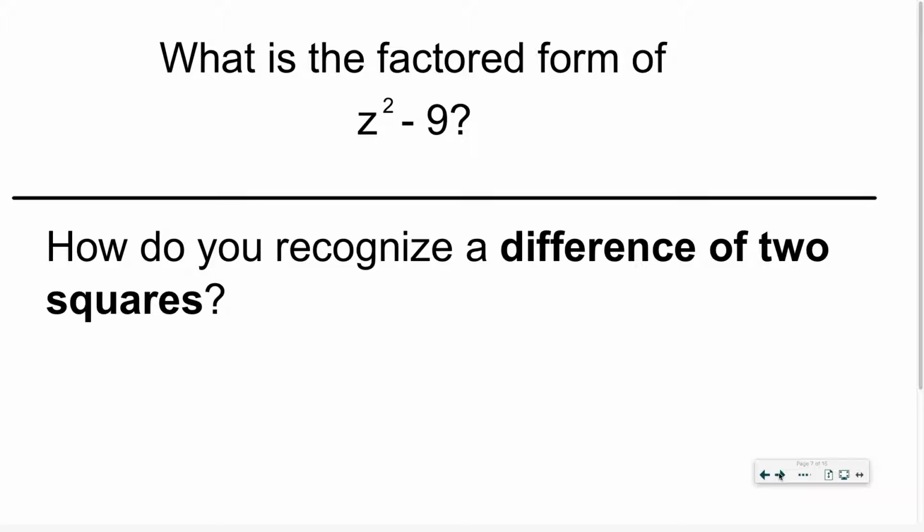How would we look at a problem like z squared minus 9 and even know that if I wanted to factor this, if I know that I have the difference of two squares, how straightforward would the factoring be? If you knew this is the difference of two squares, how would you factor it? Let's find the two binomials.